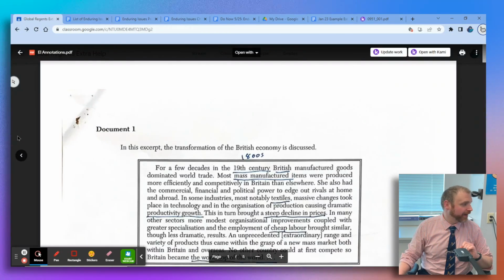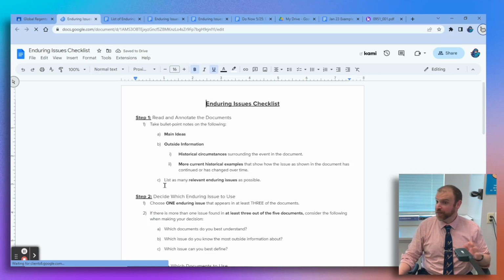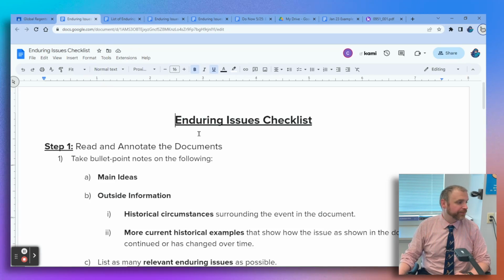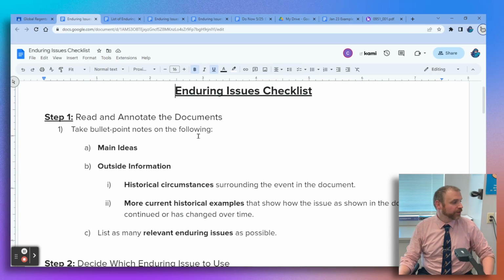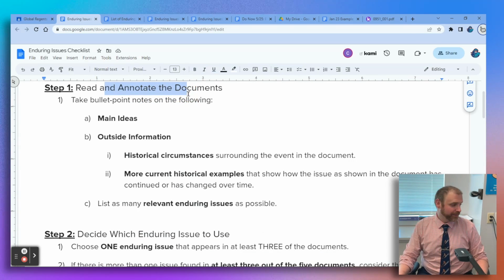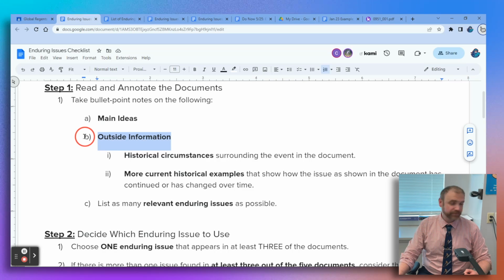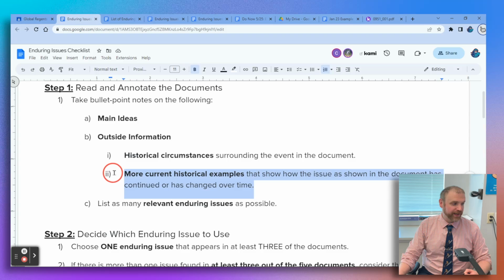So if you look at your checklist, what we've done so far in this checklist as a group, and again, you can always look at that YouTube video I posted to get a sense of this. We looked at step 1. We read and annotated the documents. And all I mean by annotate is take notes on. What do we take notes on? The main ideas in the document, the outside information that can correspond to that event, and maybe some current examples of that issue if possible.